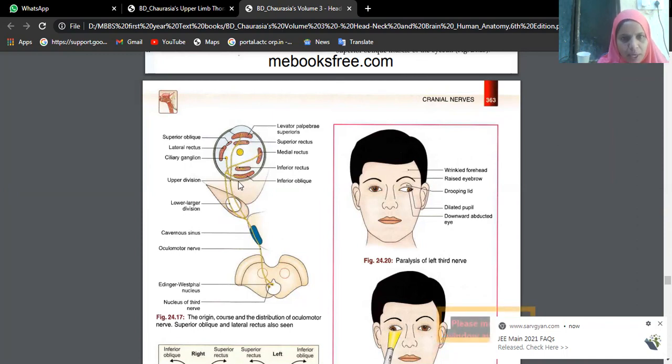Remaining muscles, what we have: the medial rectus, then inferior oblique and inferior rectus. These are supplied by the inferior division. The lateral rectus is not supplied by the oculomotor nerve. It is supplied by which nerve? LR6, the abducent. But the oculomotor nerve goes and gives a few twigs to the ciliary ganglion.